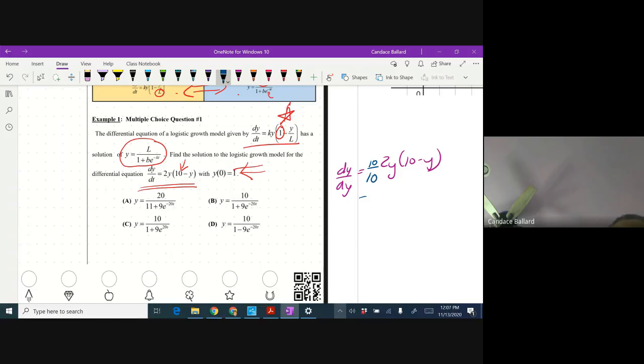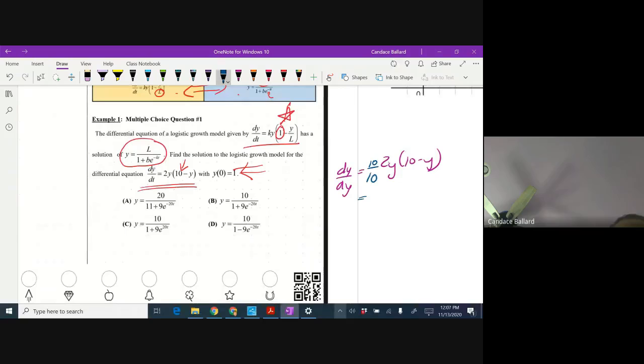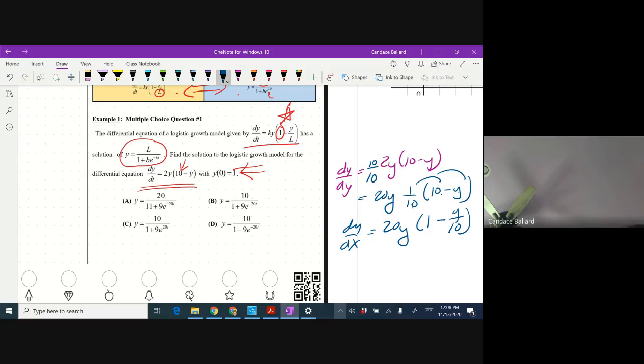So in this case, I've got, ooh, that's not what I want. 10 times 2 would be 20y. And then I'm going to take the 1/10 that's left, and I'm going to distribute it through. Okay, so I get that dy/dx equals 20y, 1/10 times 10 would be the 1 minus, and then negative y times 1/10 would be y over 10.